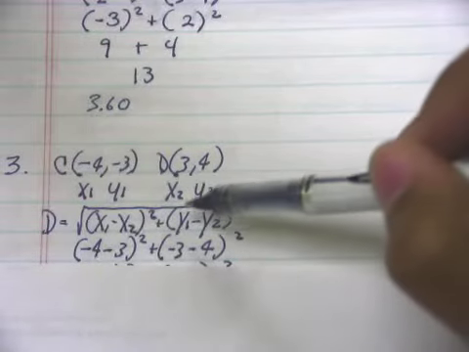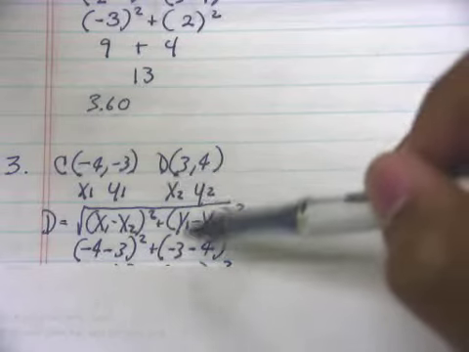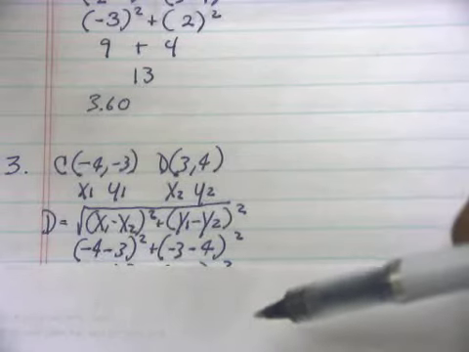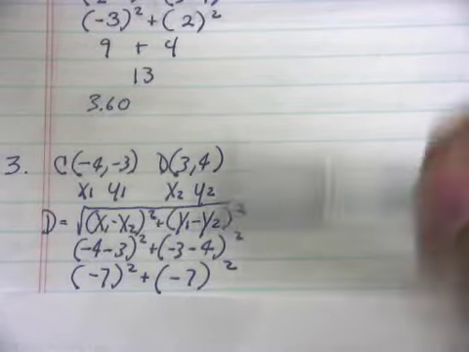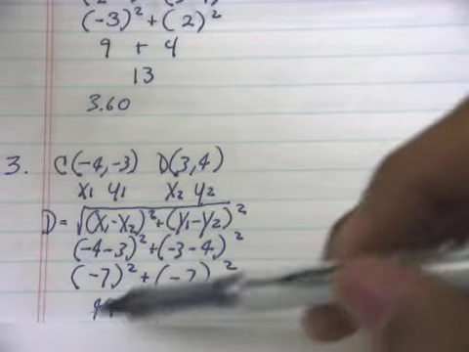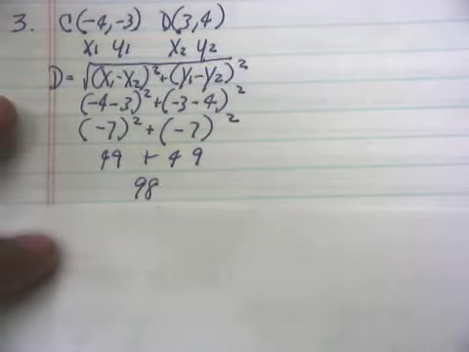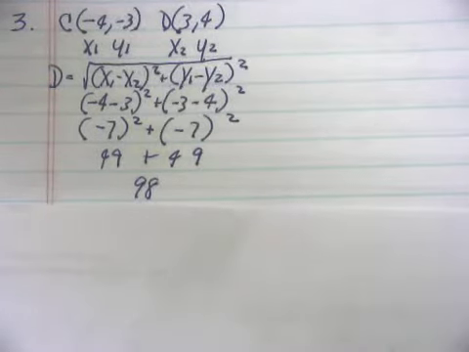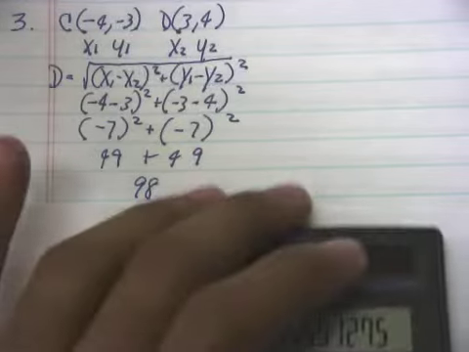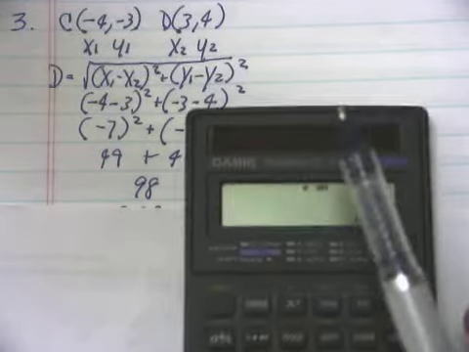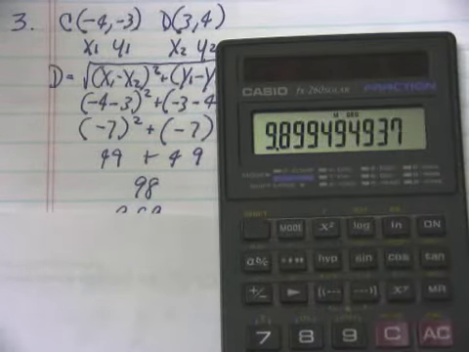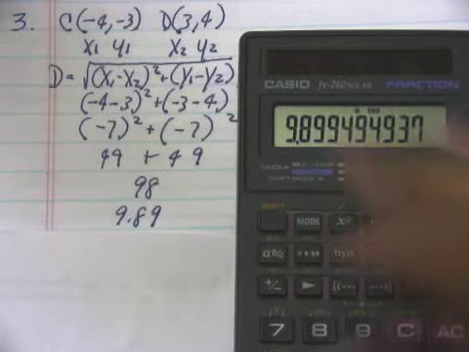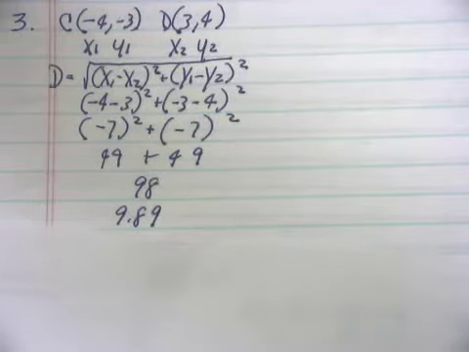x1 is -4 minus x2 is 3. y1 is -3 minus y2, which is 4. These both give me -7. So I have 49 plus 49, and 49 plus 49 gives me 98. But again, it's all happening underneath the square root sign. Square root, and that gives me 9.89, which is my answer.